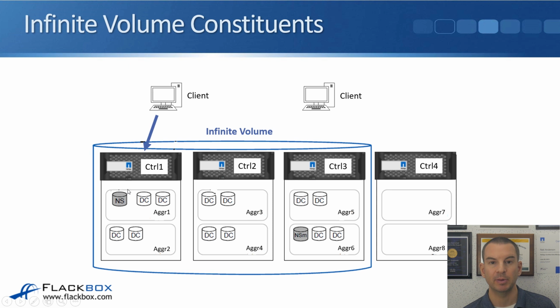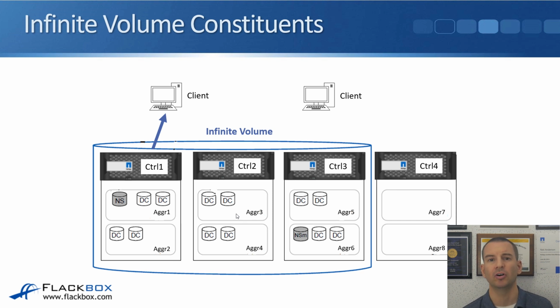That is where the namespace constituent is. So controller 1 will query its namespace constituent to find out where that actual file is. It learns that the file is on aggregate 3 and a data constituent in there. So it fetches it over the cluster interconnect from aggregate 3. That goes back to controller 1, and controller 1 can then send it back to the client.